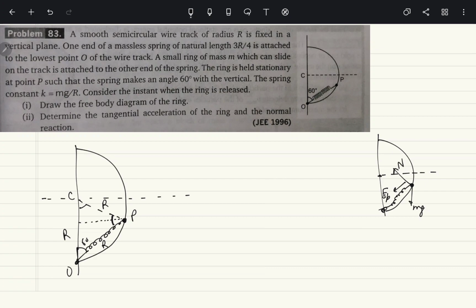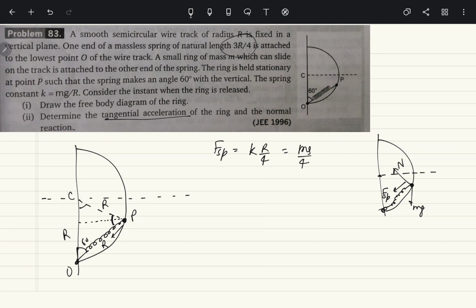Now in the question it said that the natural length of the spring is 3r/4, which means the spring is stretched by r/4. That's why the force is acting in this direction. The spring force at this instant is equal to kx, so k into r/4. K is given as mg/r, so it is mg/4. Now there is a spring force acting at this instant. We need to calculate the tangential acceleration of the ring and the normal reaction.